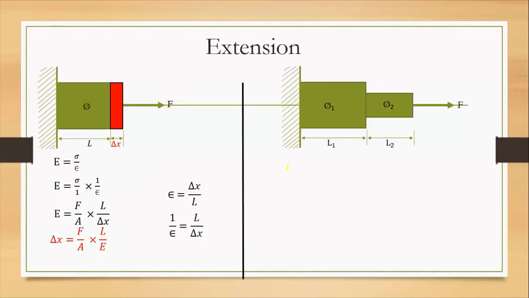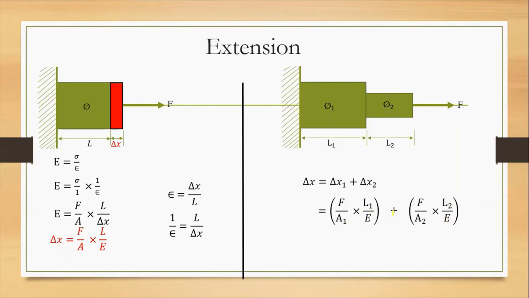Now, what if you are given two parts? Guys, again, let's pay attention. What did we say? We said that you are going to have extension for each part. For part one, the total extension will be extension of part one plus extension of part two, because they are going to extend differently. According to this formula, extension is equal to F over A times L over E. So it's F over A1 times L1 over E, the same formula for one part, plus the extension two: F over A2, the second area, the smaller one, times L2, the original length of the second part, over E.